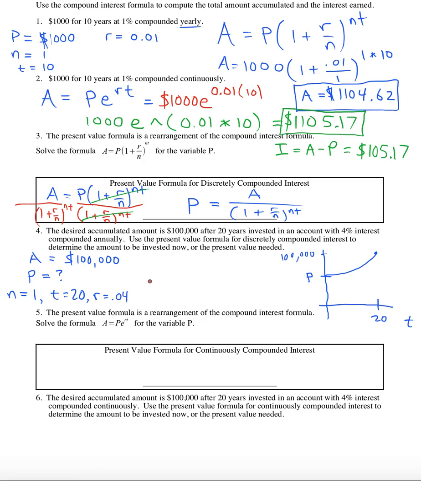All right, let's write our formula. P equals 100,000 divided by (1 plus 0.04 over 1) to the 1 times 20.